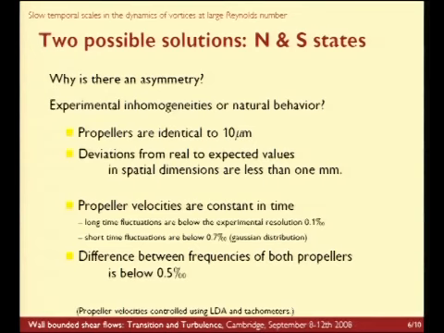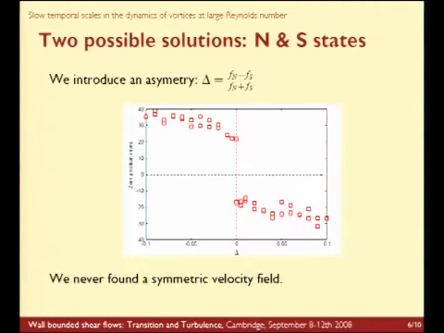Then you may ask whether this asymmetry is produced because of experimental asymmetries, but this is not the case. The experiment is as good as possible. For example, the velocity of the propellers, the fluctuations are less than 1 part in 10,000. That is quite good, I think.